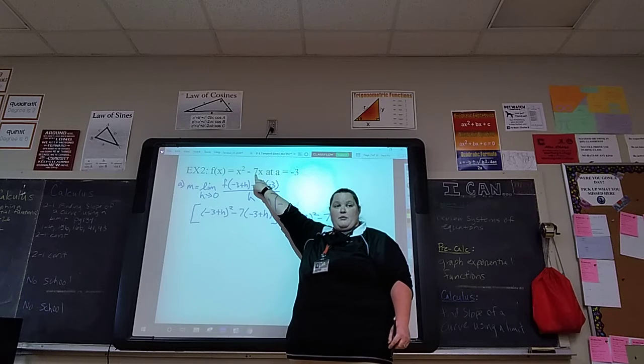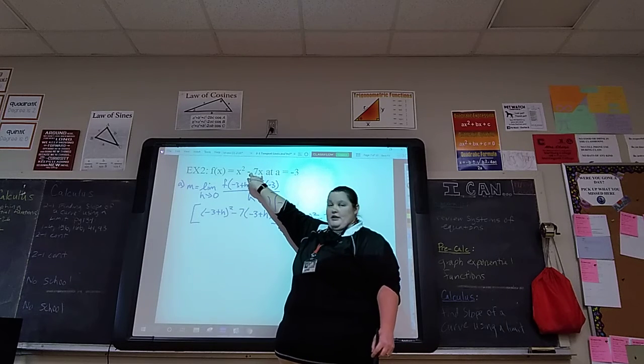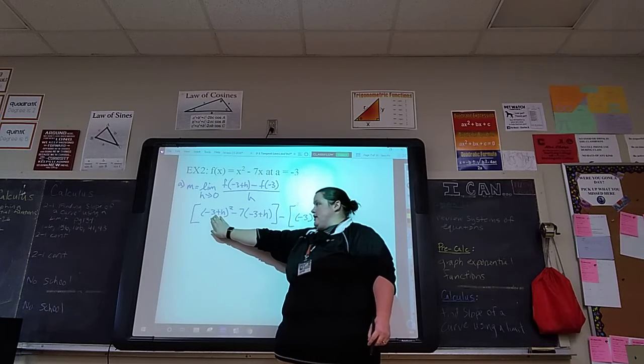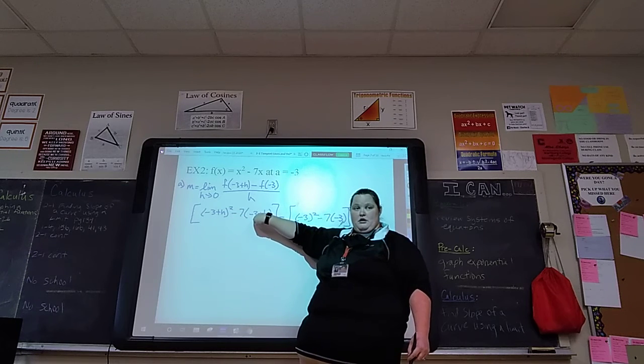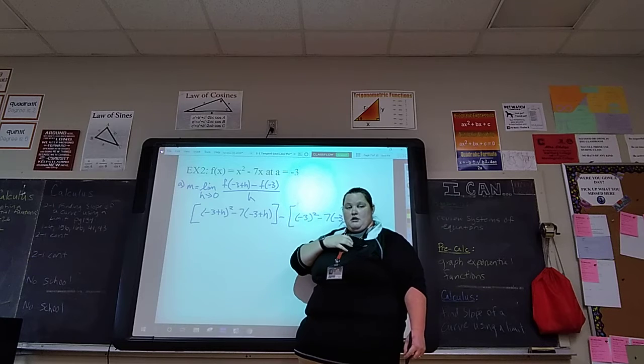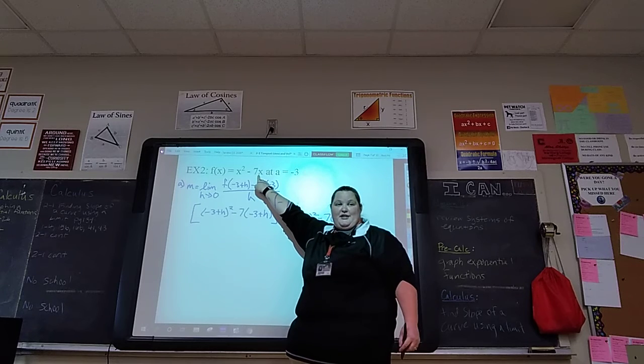You're plugging it in for both x's. So we took negative 3 plus h and plugged it in for both of these x's. So negative 3 plus h squared minus 7 times negative 3 plus h. Why'd you put the 7 in there? You put it in the problem. You're still on the original page.